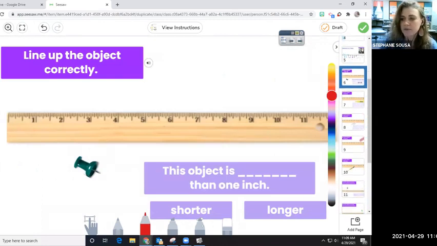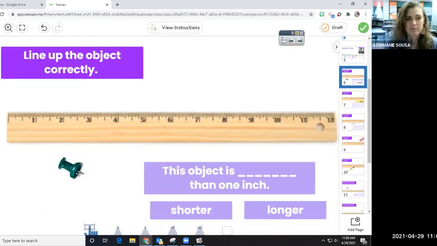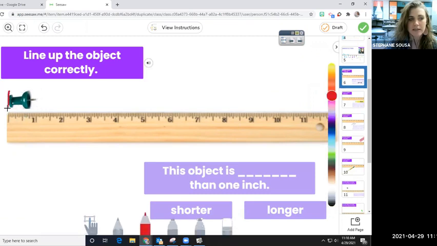Let's take a look at slide 6, please. Says line up the object correctly. Okay. Grab the object, please. It is a push pin. I didn't mean to change the size of it. There we go. Let's drag it to the ruler and we're going to have to line it up, which means I'm going to have to turn my object. So I'm going to lay my object flat so that it is parallel with my ruler. And I'm going to put it right there at that edge so it lines up with 0. Go ahead and line up your push pin, please.